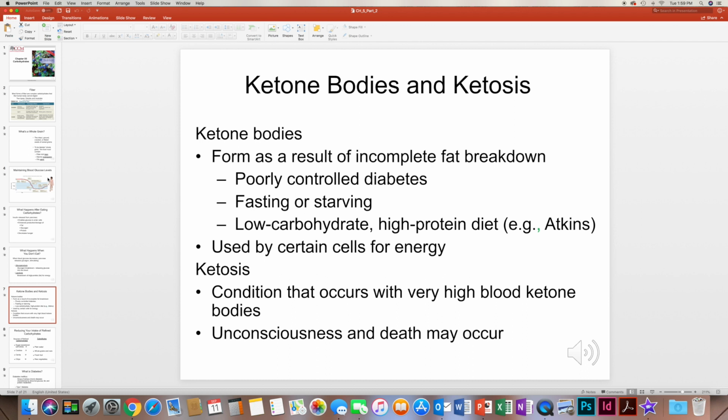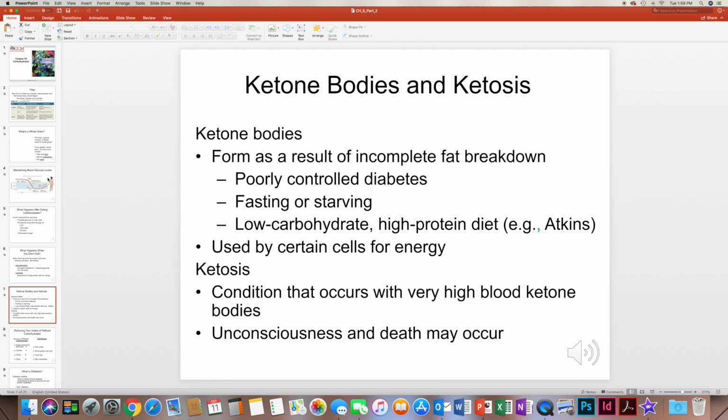Ketone bodies will result when there is not a proper breakdown of fat, and people who have poorly controlled diabetes end up having too many ketone bodies, and that ends up becoming a condition known as ketosis, and it's not a very healthy thing. It can cause serious issues. So making sure you are not having too low of a carbohydrate diet.